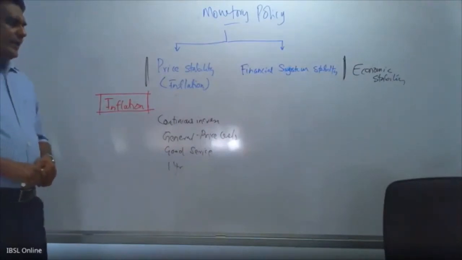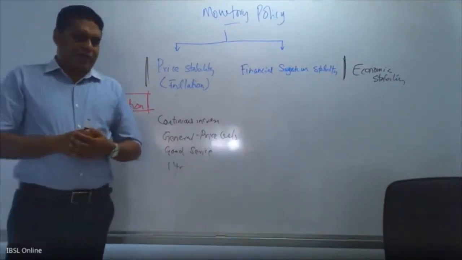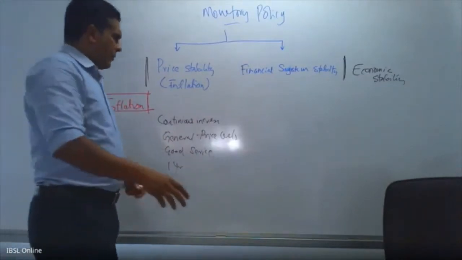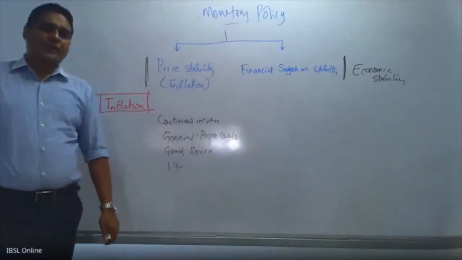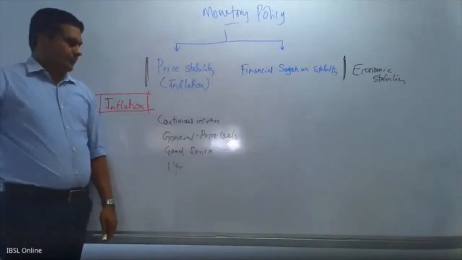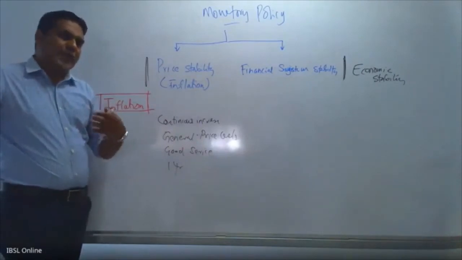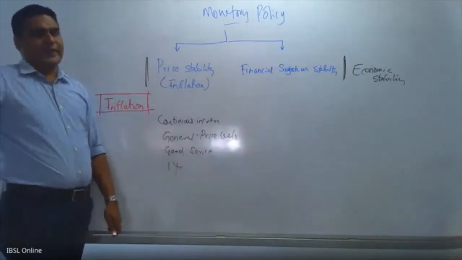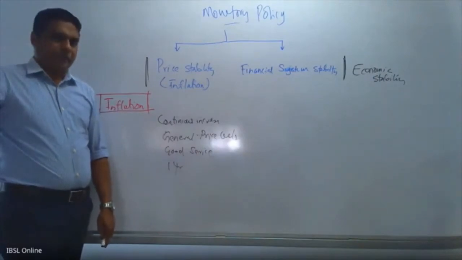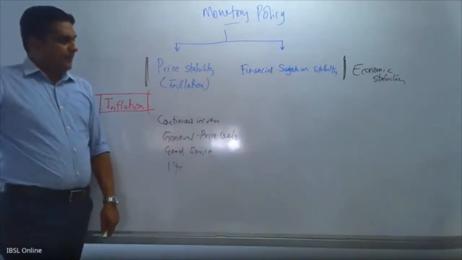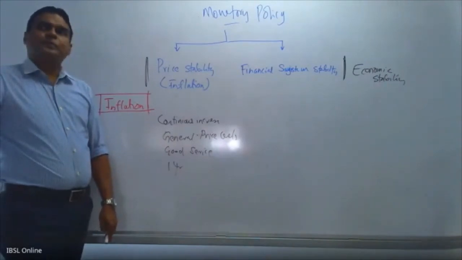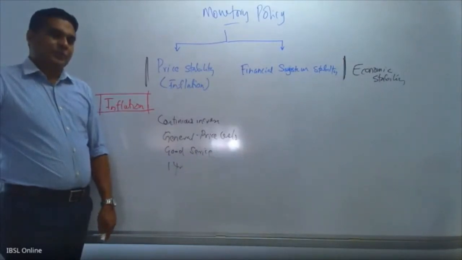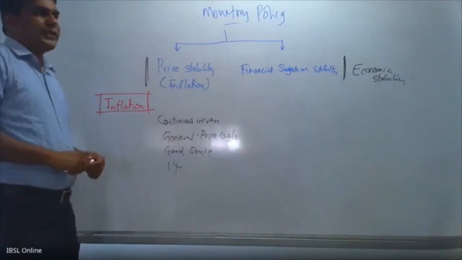Okay, now I want to generate a bit of a discussion here. Number one, what do you mean by this continuous increase? How do you understand this concept? What is this continuous increase? Can anyone of you explain a little bit on that? Continuous increase is something like this.